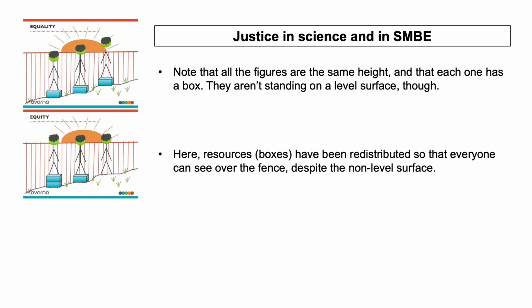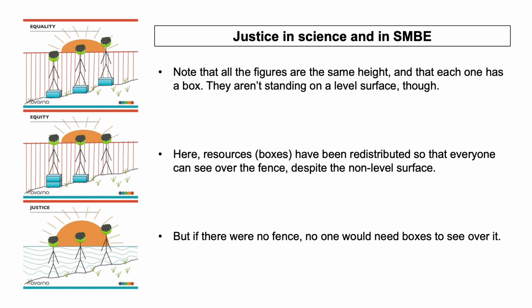Now our next panel shows equity. Equity means that we have redistributed the resources, the boxes, so now everyone can see over the fence, even though there's a non-level surface. So we've created custom interventions that help unique people, unique groups be more successful. And this is great. But it's not justice. Justice is when there's no fence. If there were no fence, no one would need boxes to see over that fence and watch the sunset. And sunsetting into the ocean, this is a beautiful thing.